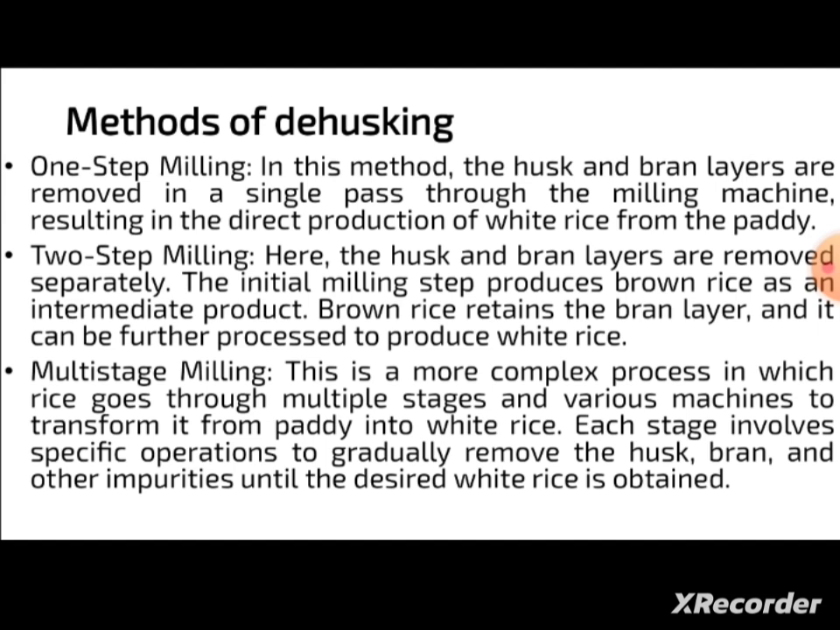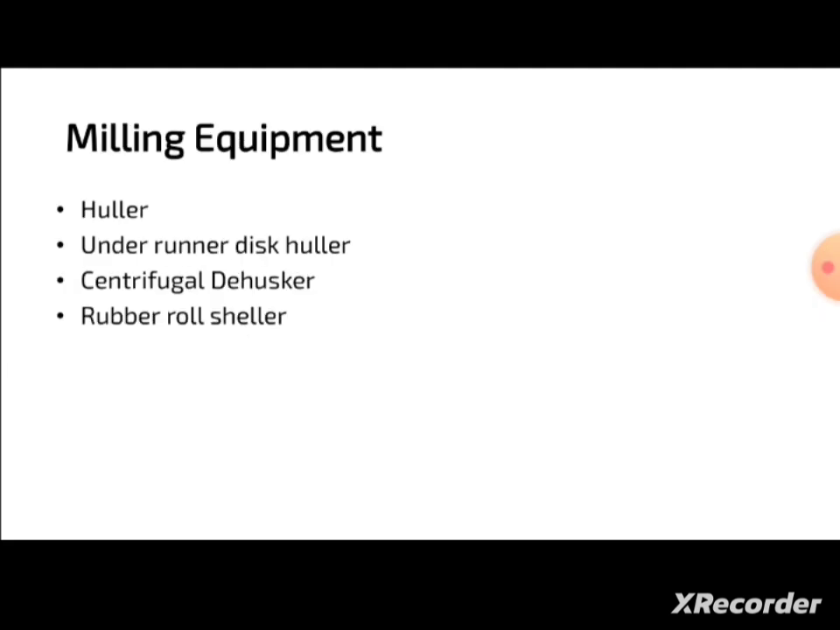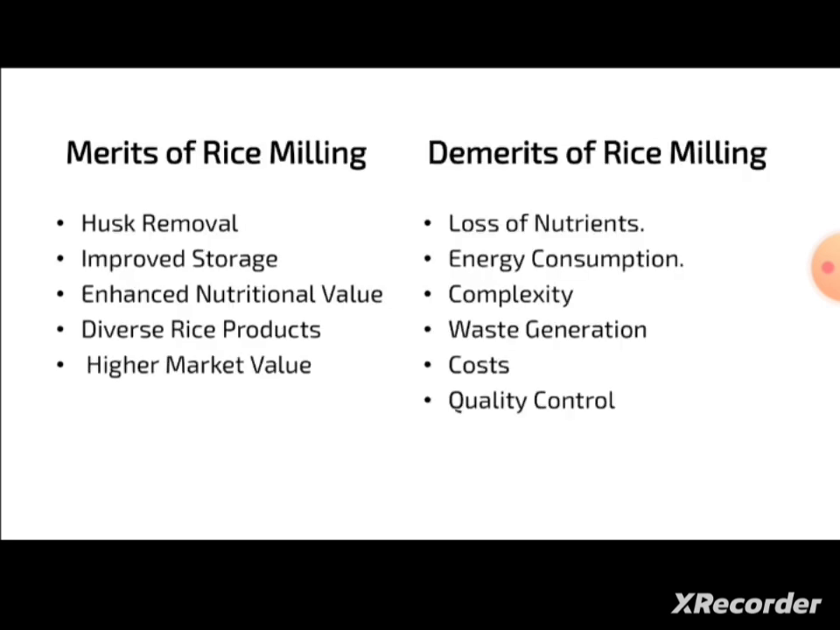There are different methods of de-husking: one-step milling, two-step milling, and multi-stage milling. Based on the techniques used, these classifications have been defined. Milling equipment includes the huller, under-runner disc huller, Engelberg huller, centrifugal de-husker, and rubber roll sheller, as we have seen in the previous sessions.